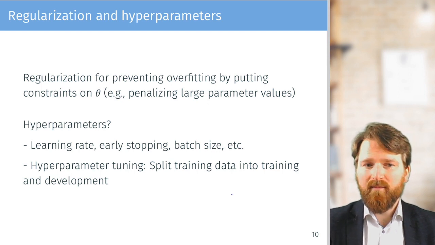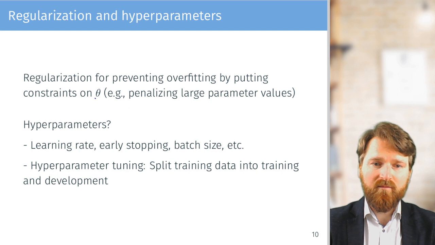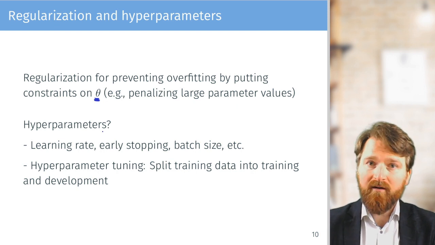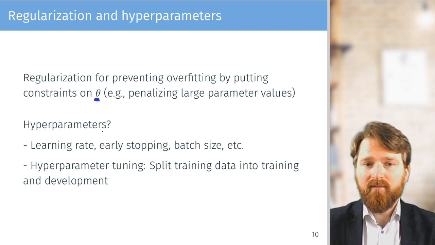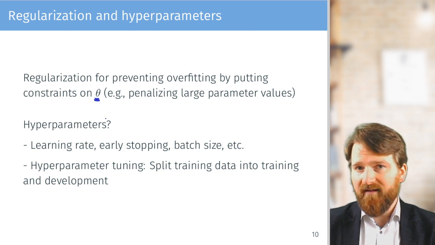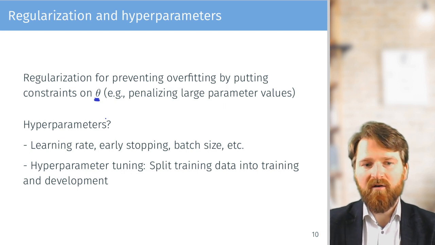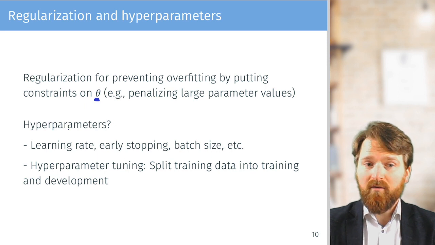We can prevent this by maybe putting some constraints on our model, or more concretely on the parameters. So for example, we want our model to minimize the objective function and learn the parameters, but we may want the parameters to have very small values, or we can penalize some extreme values of these parameters. And also by tuning so-called hyperparameters.